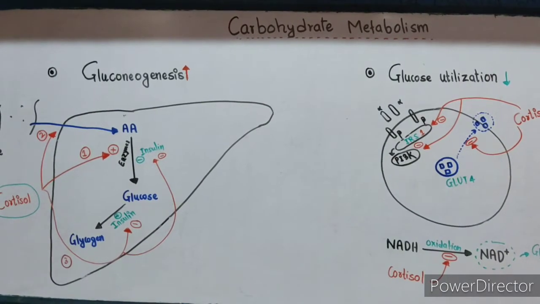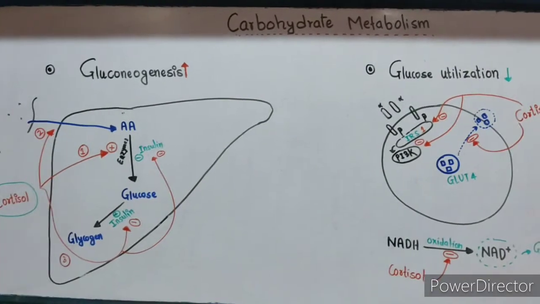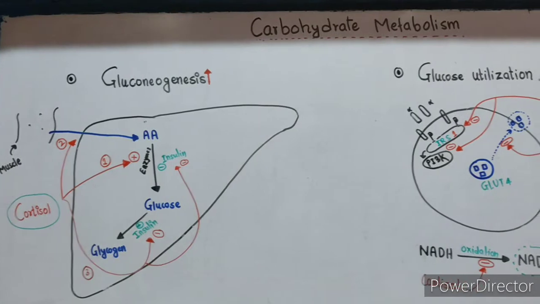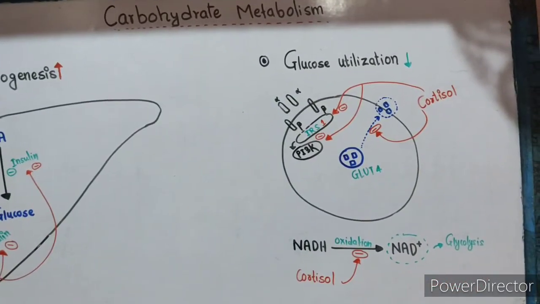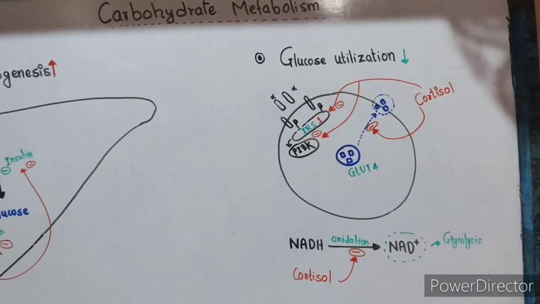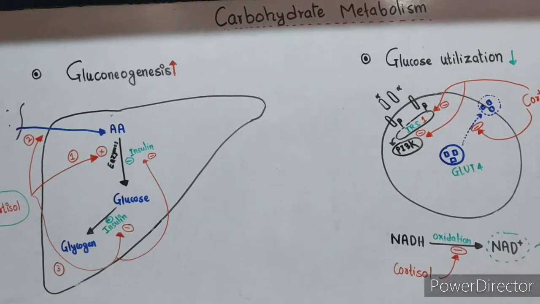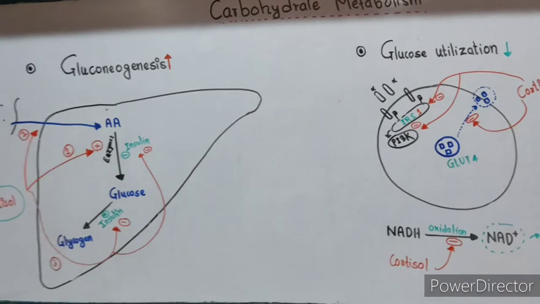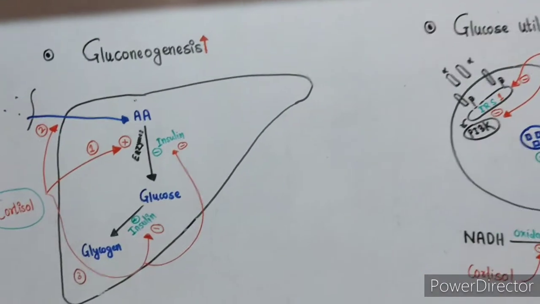Cortisol has the most important role in carbohydrate metabolism. It does two major functions. First, it stimulates gluconeogenesis, and second, it decreases glucose utilization by the cells. The ultimate effect of cortisol on carbohydrate metabolism is to increase blood glucose level. So how does it affect gluconeogenesis?